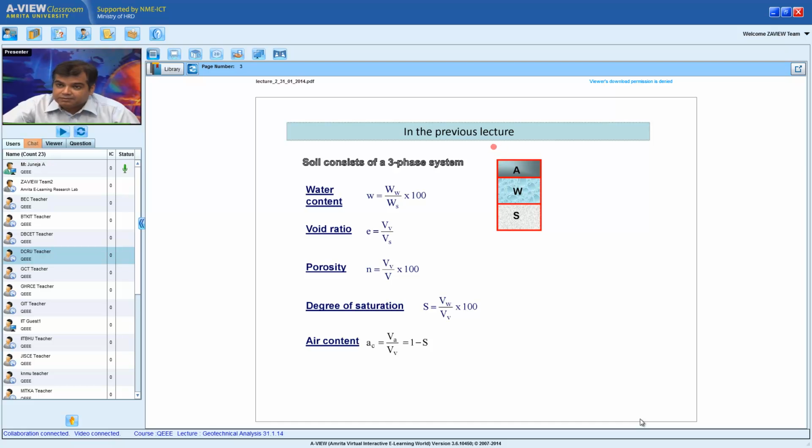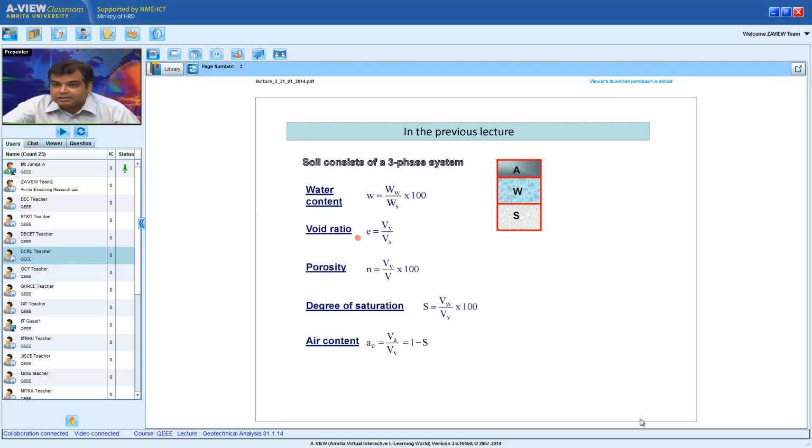Remember, in this 3-phase diagram, the usual convention is to report volumes on the left hand side of this diagram and the mass or the weights on the right hand side. You looked at a few simple relationships. The first one being water content, being the weight or the mass of water over the weight of solids. Remember, it's with respect to the dry weight, the dry mass.